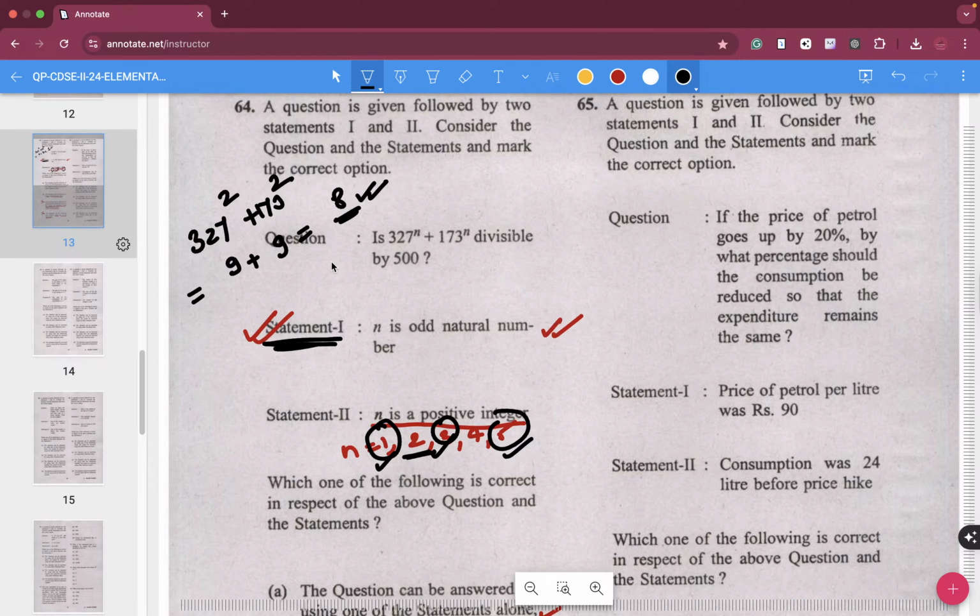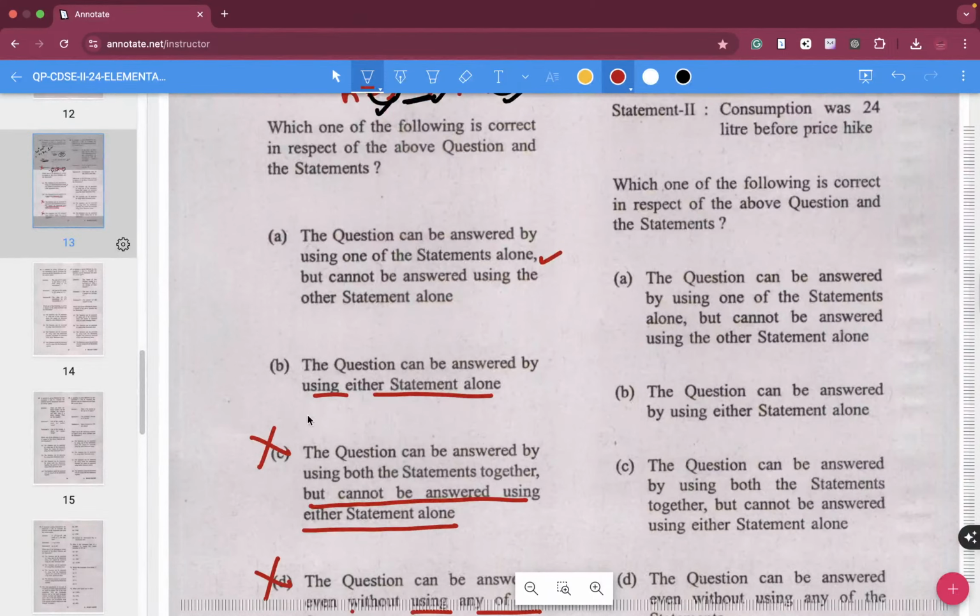Do you think this number with unit digit ending with 8 is divisible by 500? No, absolutely not, right? So what does it mean? It means that statement 2 is not giving you an answer in a clear-cut manner. So what is the answer over here?